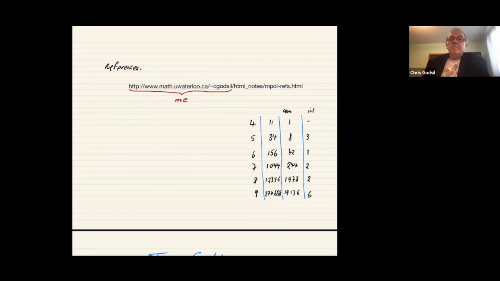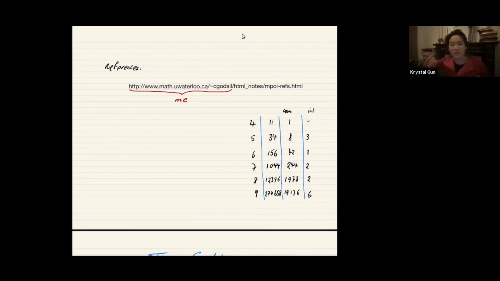Other questions? Yeah, I have a question, Chris. Is there a graph that is not vertex transitive such that every pair of vertices is pseudo-similar?